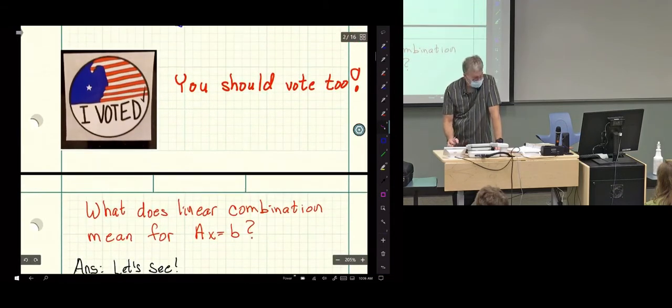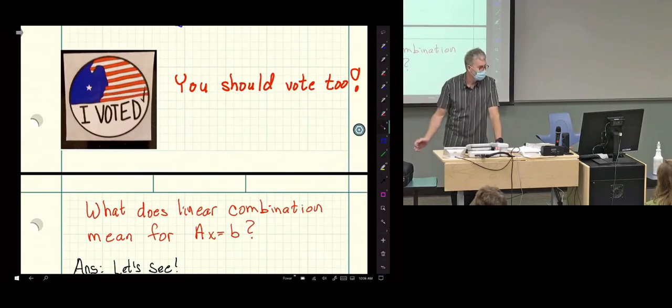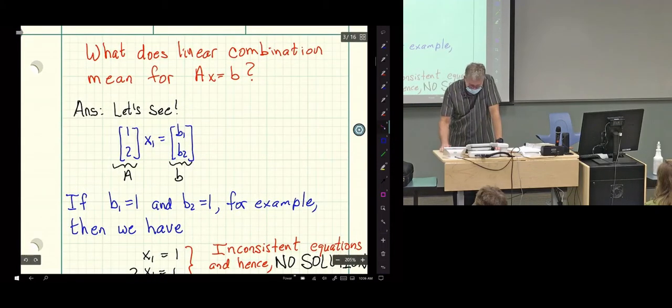Okay, a little reminder, I did my mail-in ballot, so you should vote.